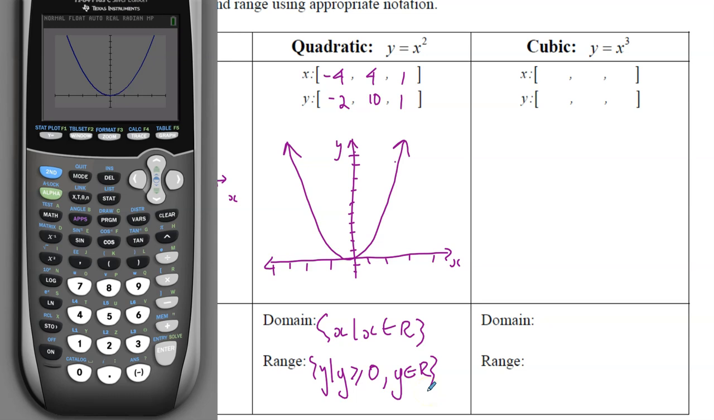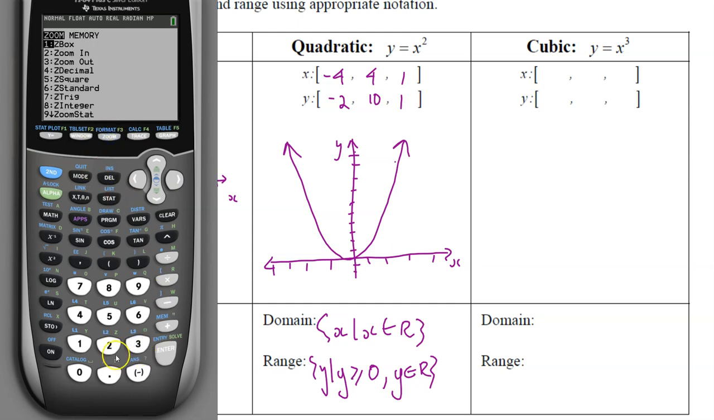The next one is a cubic graph. Go back to y equals. I'm actually just going to edit this. I'm just going to go up to the 2, change it to a 3. And I'm going to go zoom standard. I don't maybe know what a cubic looks like, so I just want to get an idea in the standard window. Okay.